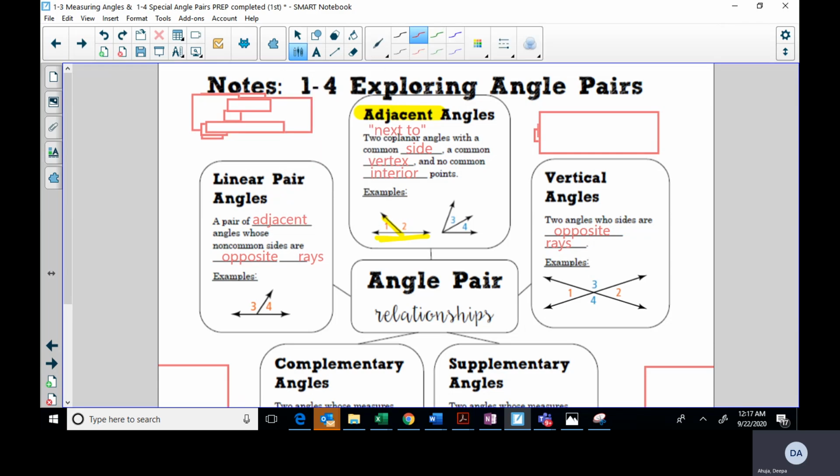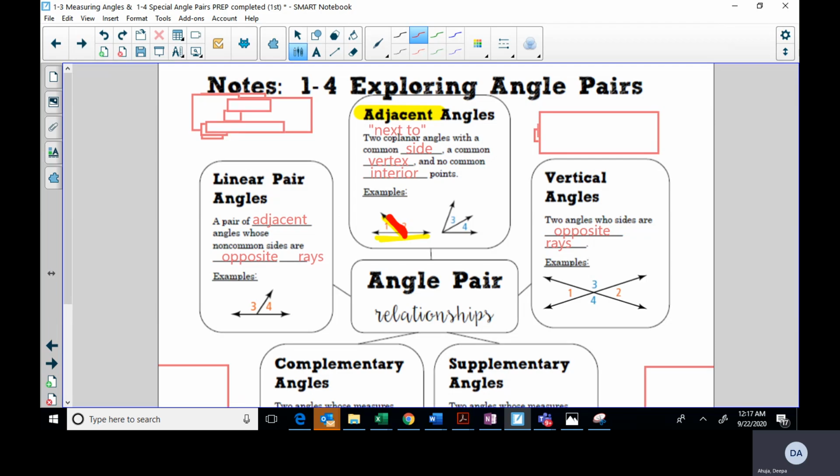Let me highlight it with the red color so that you can see they have one common side and one common vertex. Both of them are in different directions. They do not have any common interior points. They have a common side and a common vertex. That means the two angles are joined with each other by what? One common side. That is highlighted in red. Let's draw the other example.